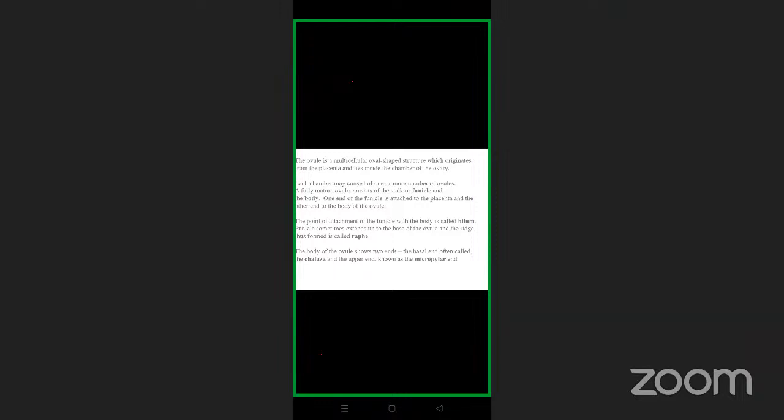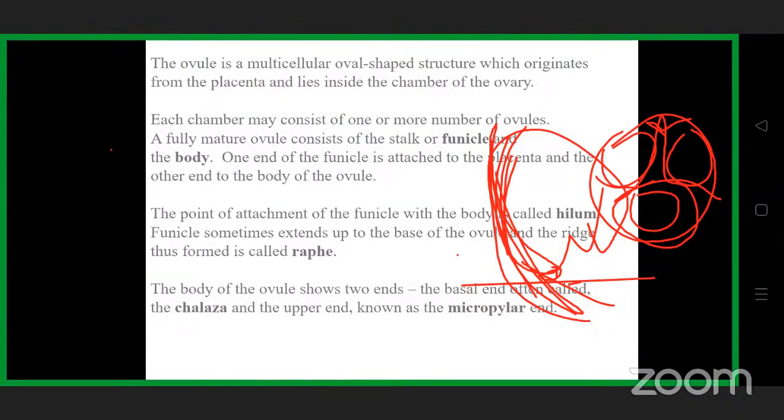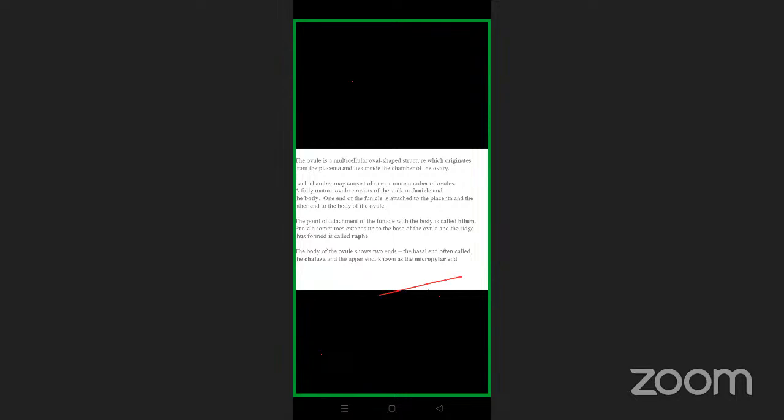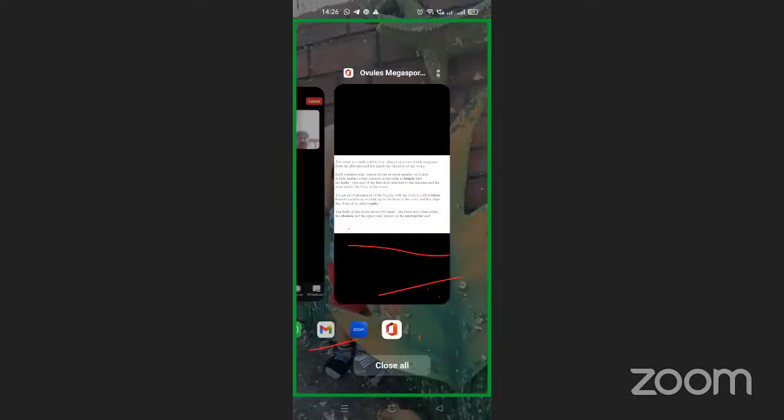Where is the annotation? What happened to this? Yeah, what happened?